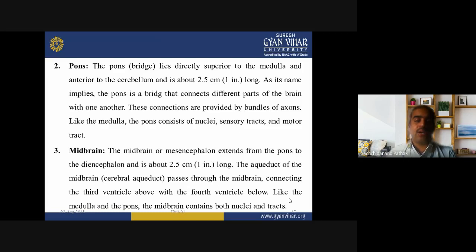The midbrain, or mesencephalon, extends from the pons to the diencephalon and is about 2.5 centimeters long. The aqueduct of the midbrain passes through the midbrain, connecting the third ventricle above with the fourth ventricle below. Like the medulla and pons, the midbrain contains both nuclei and tracts.